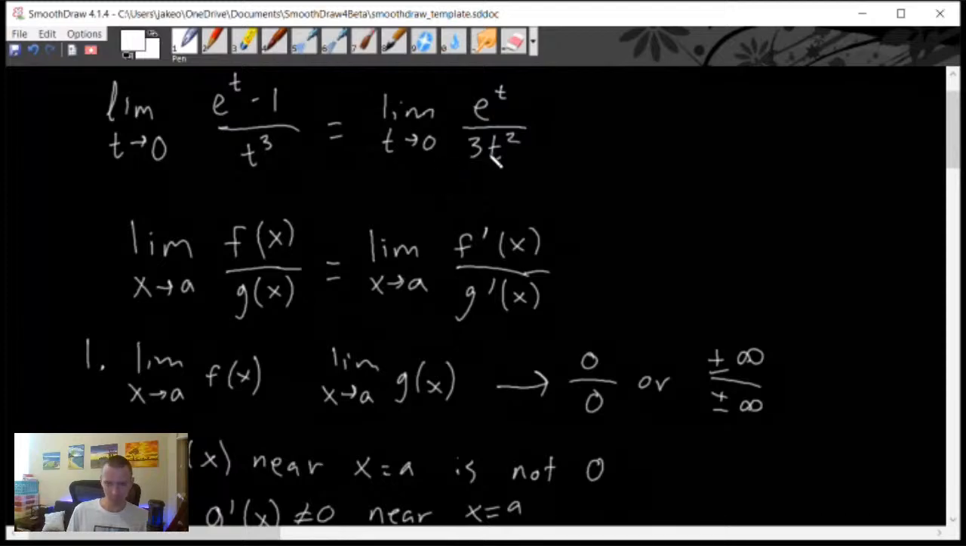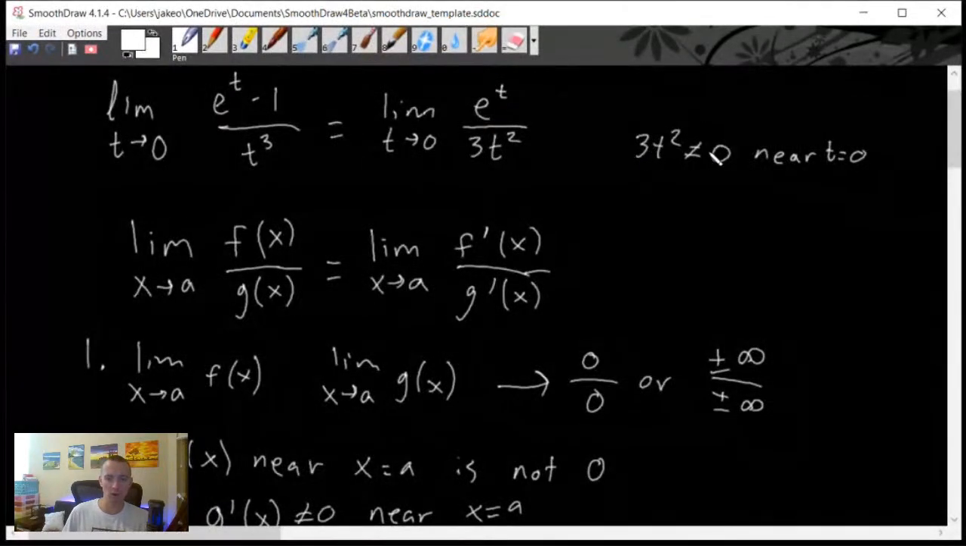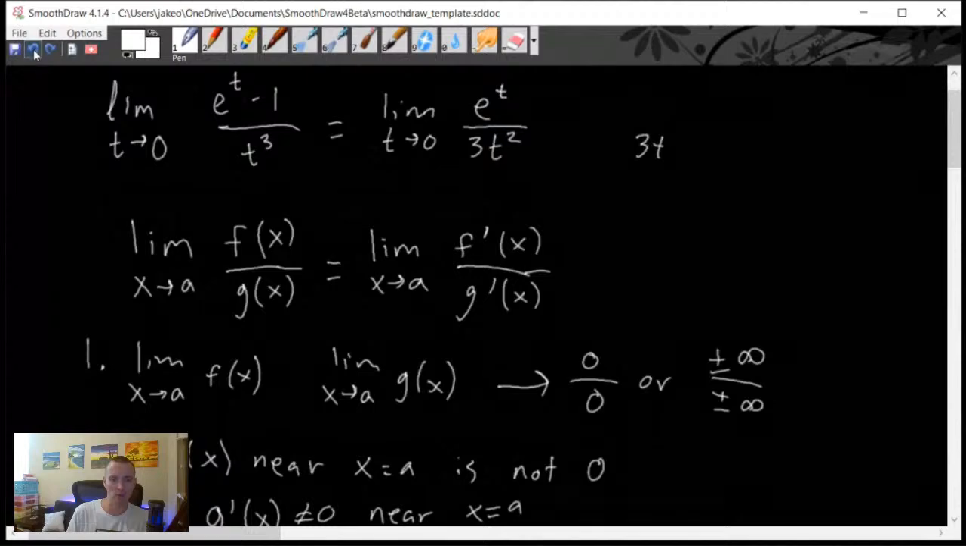Oh, you know what? I'm sorry. This g prime, 3t squared, is actually the thing that we want to check if it equals 0 near t equals 0. I misspoke about that earlier. It's still going to be the same though, because 3t squared is only going to equal 0 when t equals 0, but nowhere near it. So that will still be okay. That is actually the thing that we would have wanted to check to make sure that we can do that. So since both those conditions are met, we do know that these two limits are equal.